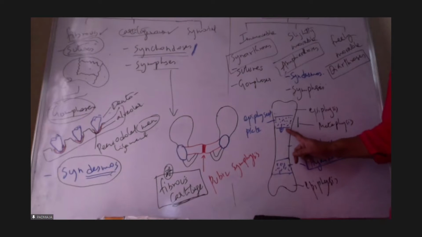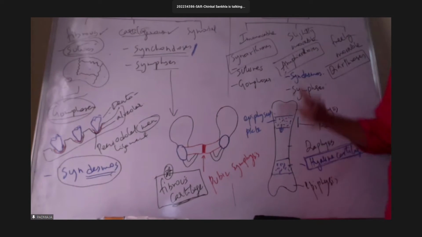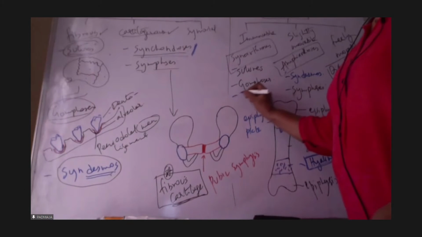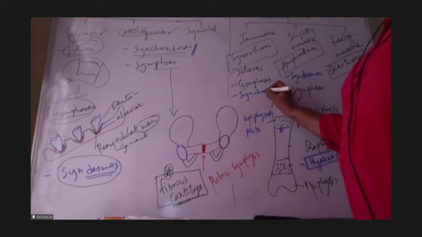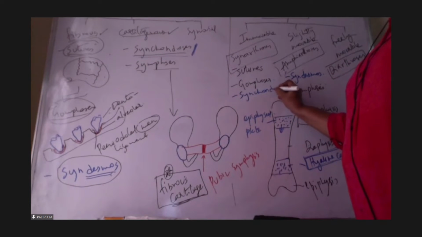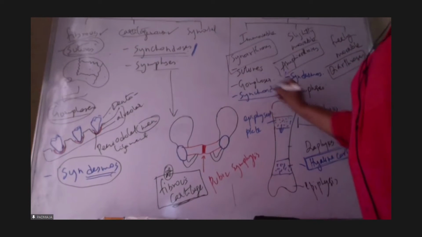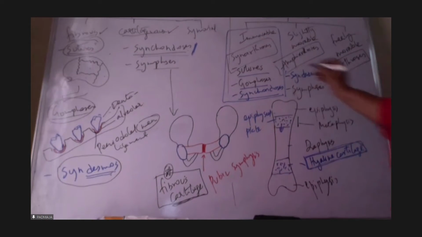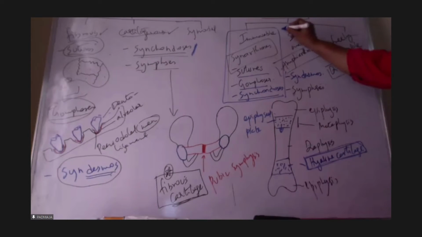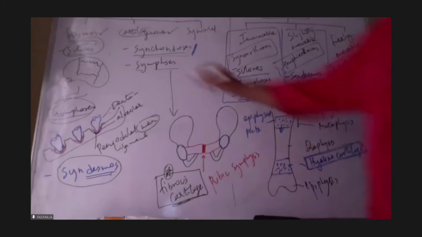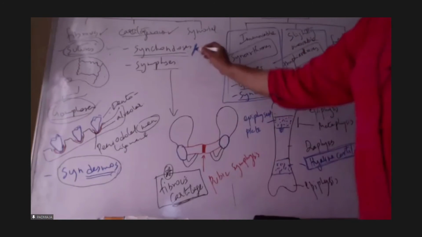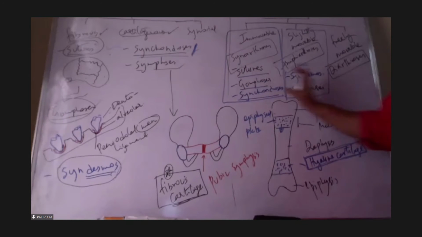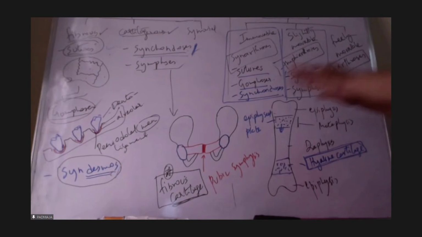Now, is it slightly movable or immovable? Immovable. Right, synchondrosis is an example under immovable joints. Syndesmosis and symphysis are under slightly movable joints. So we have completed sutures, gomphosis, syndesmosis, synchondrosis, and symphysis, and according to mobility, we have also classified them.